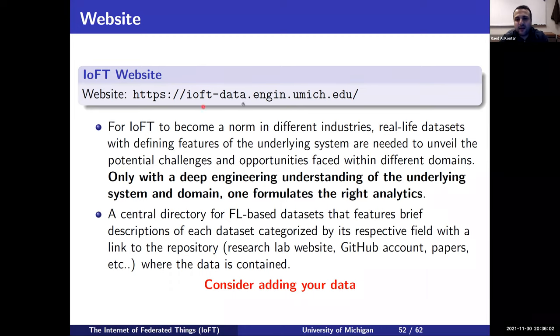For this reason, we created this website. This website is not a repository, it's just a directory. A directory of both general purpose data sets for IoFT and for federated learning, and then real-life based data sets from different domains, transportation, manufacturing. Our goal is really to encourage researchers to explore federated analytics within their specific domains and shed light on their data sets. So on this website, we have the data set, we explain the data set, and then we provide the link to the repository of the research lab or the researchers where the data set is available to the public.